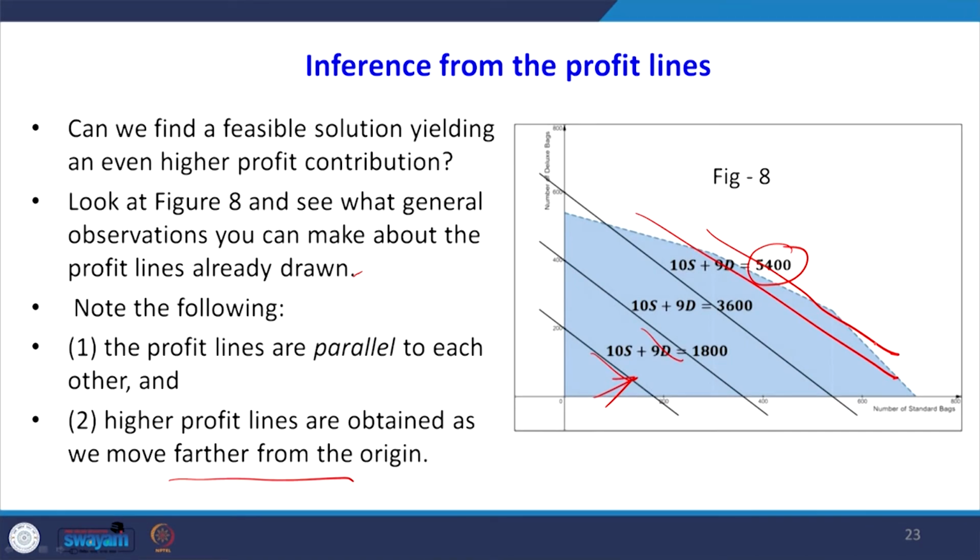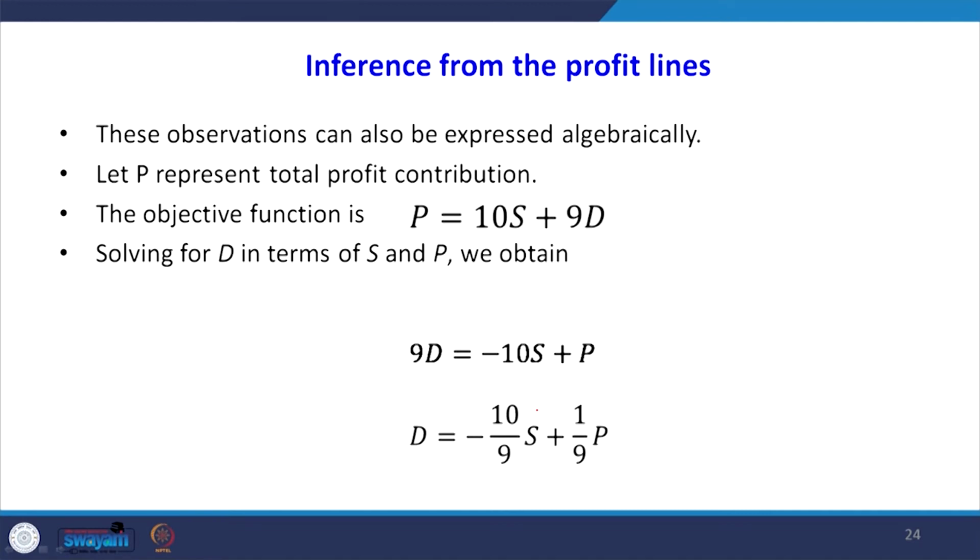So, when you go this way, it may be 5,600, this may be something else. So, what are the 2 points? All the objective function lines are parallel, and when we move away from the origin, the value of the objective function is increasing.